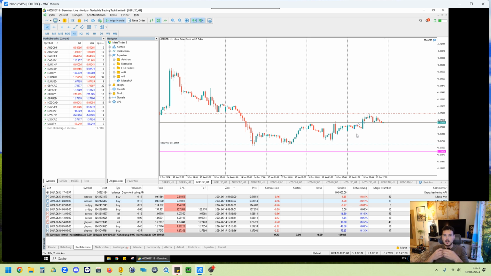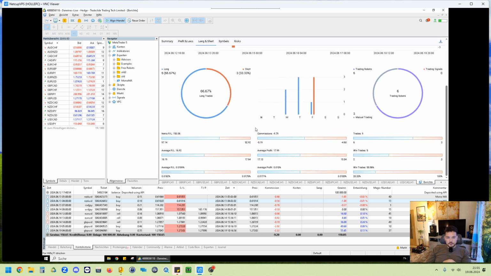It gives me a good feeling. I don't know if it's the best way of trading, probably not, but it's a way of trading that works for me and that makes me feel relaxed. Yeah, and what else? We can see some statistics here. Average P&L almost 17, which is cool.